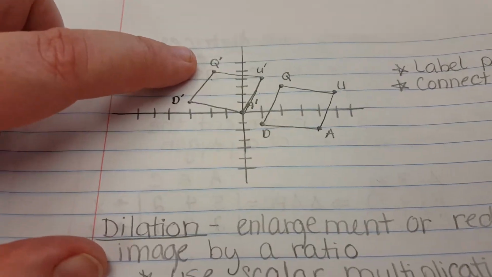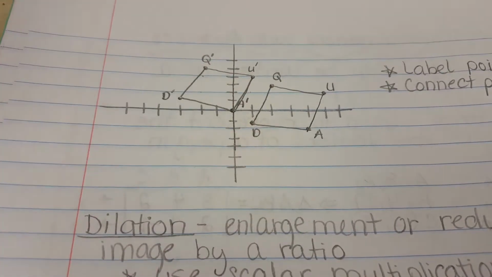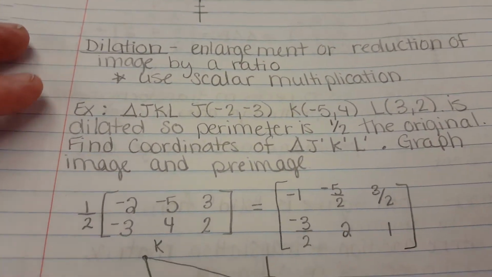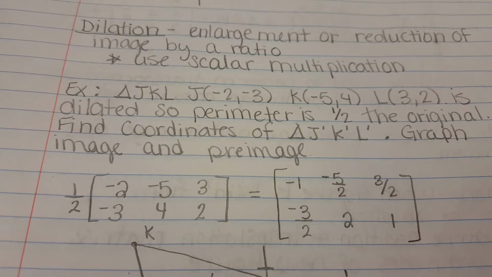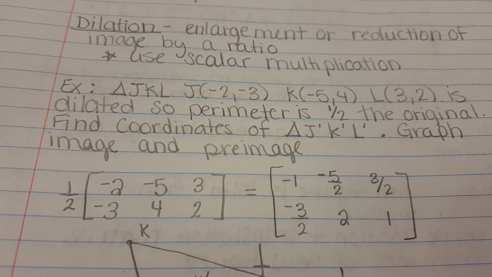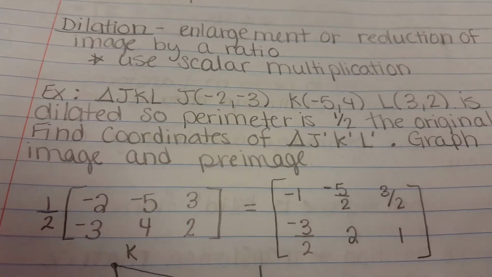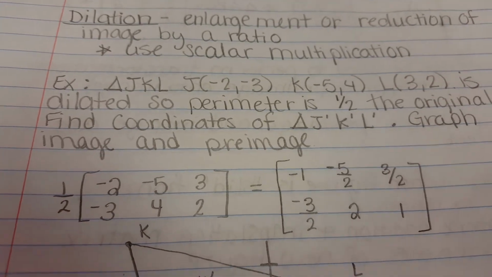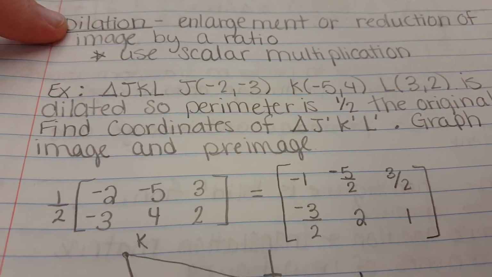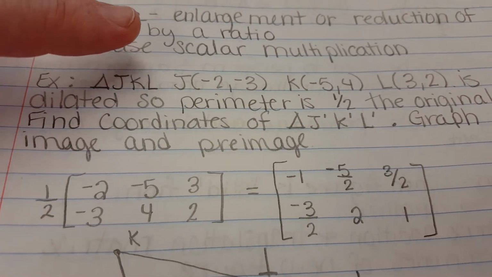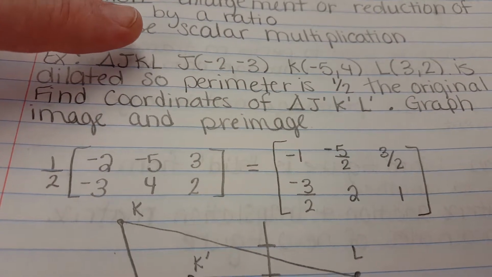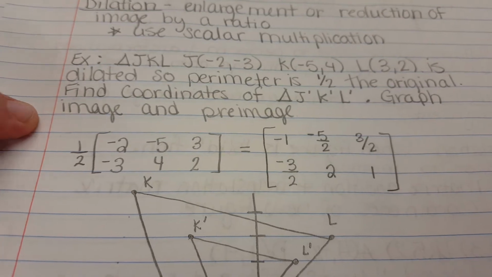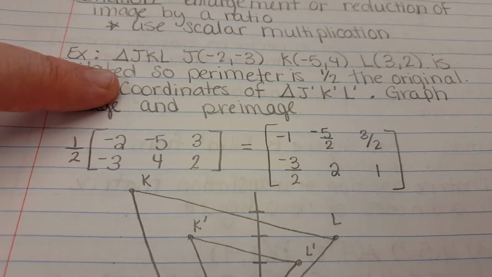Image gets the primes. And so I plot them and connect them, and then that is my graph. Next one we're going to do is a dilation. A dilation is when the image gets enlarged or reduced, and it's all done by a ratio. So we're going to use scalar multiplication, and the ratio that they tell us to dilate by is going to be the scalar. So for example here, triangle JKL.